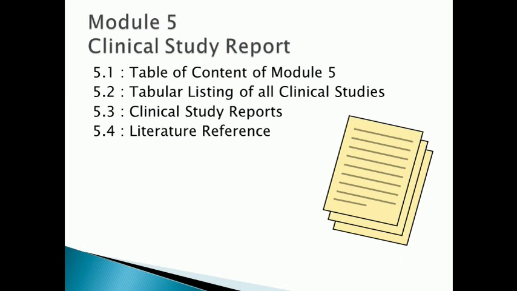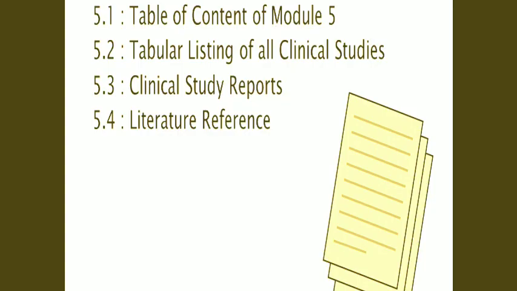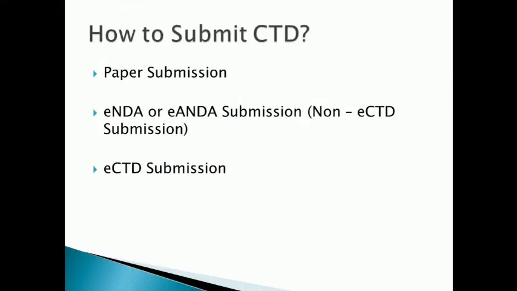Module 5 contains firstly the table of contents of module 5, then it contains a listing of all the clinical trials of phase 1, 2, 3, etc., and then the clinical study reports. If any literature is available regarding the clinical studies of that drug, then it may also be provided in the literature reference part of this module. So, that was all about the content of CTD.